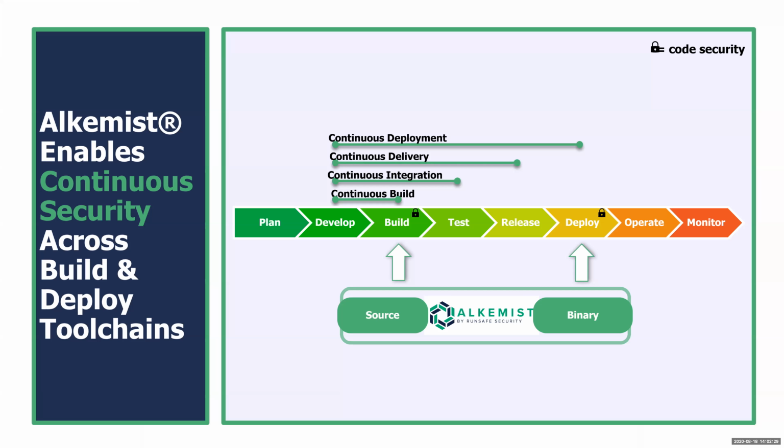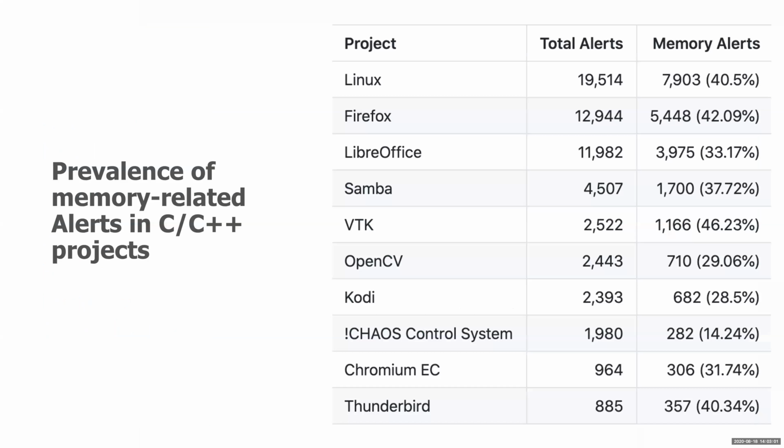So, what does our Alkemist product do? It enables you to have continuous security across build and deploy tool chains. This slide's a little bit more DevSecOps focused, but it applies to however you're getting and building your software. We have two modules to our Alkemist product: Alkemist Source, which can be laid in at build time, and Alkemist Binary, which can be deployed against binaries that you may not have source for, or you may have source for, and you just want to make changes to those at the binary time and post-compilation.